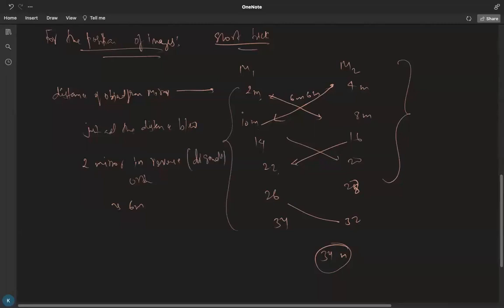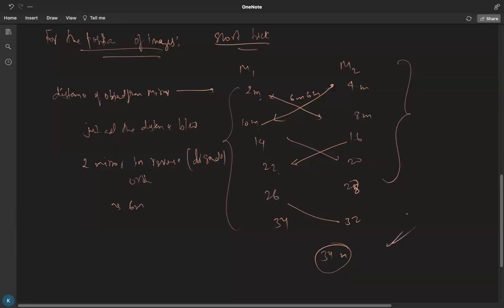So the distance between the mirrors is 6 meters. So you have to add the 6 meters diagonally. It will form an order that exactly gives you the positions of the images formed by both of the mirrors. So this is a shortcut that you have to keep in mind.